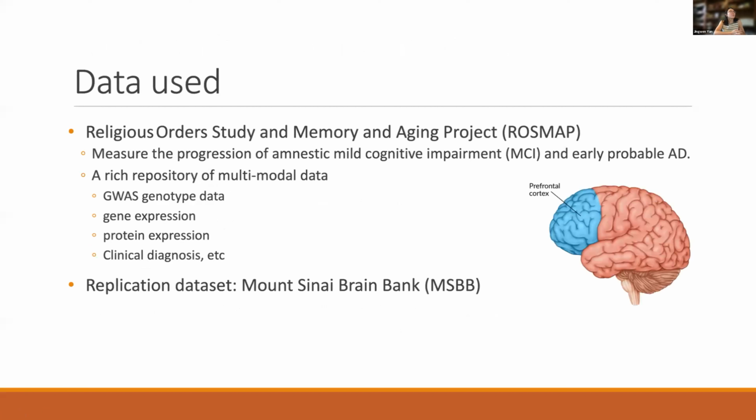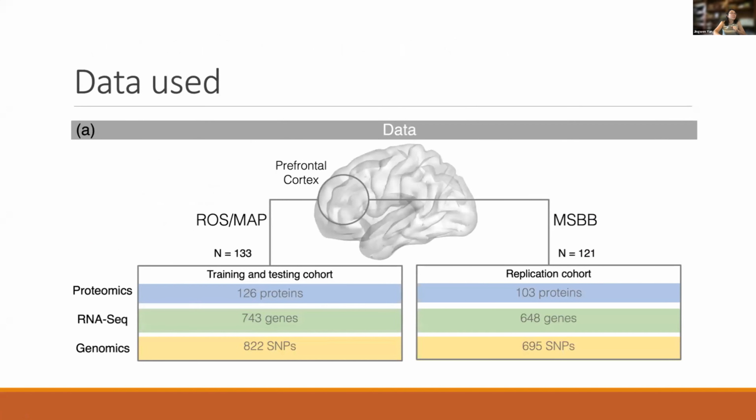In this study, we use data from ROSMAP, which has genotype data, gene expression, protein expression, and many other data points. We use ROSMAP for discovery, and we also replicated our findings using an external data set called the Mount Sinai Brain Bank. For both of these cohorts, the multi-omic data are collected from the same brain region called the prefrontal cortex, which is basically the front end of our brain.